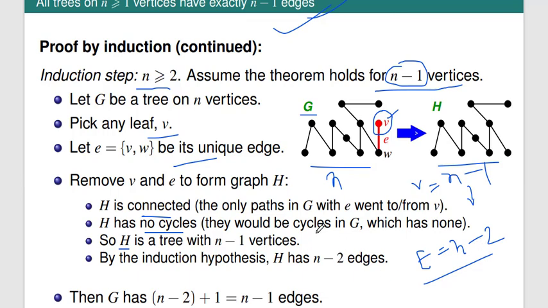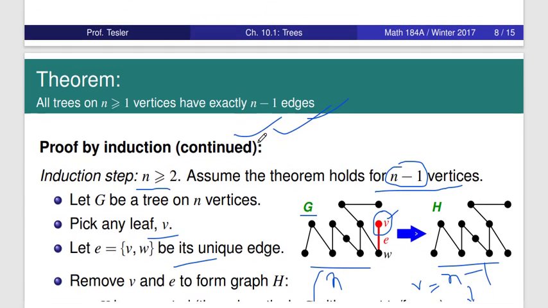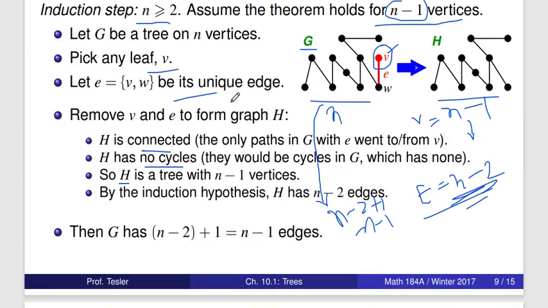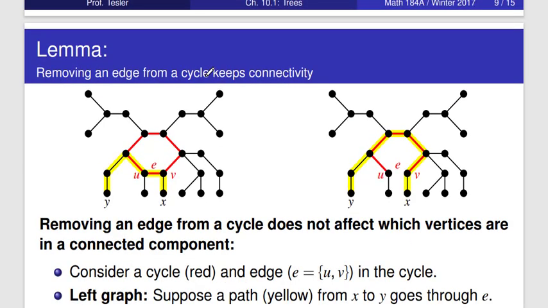Now if we want to find the edges of graph g, the tree, we have removed only one edge. So for h the edges are n minus 2, then we only have to add plus 1. We removed one edge to get subgraph h, so there should be n minus 1 edges. So both steps of this theorem are true, so we can say that this theorem is true. So all trees on n greater than or equal to 1 vertices have exactly n minus 1 edges.